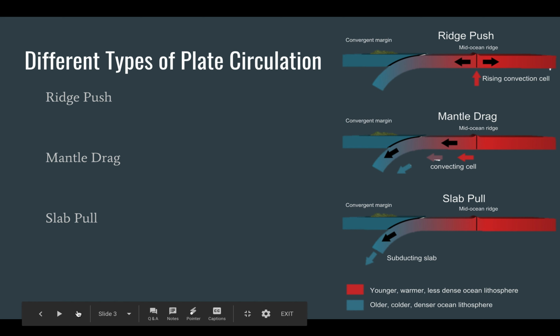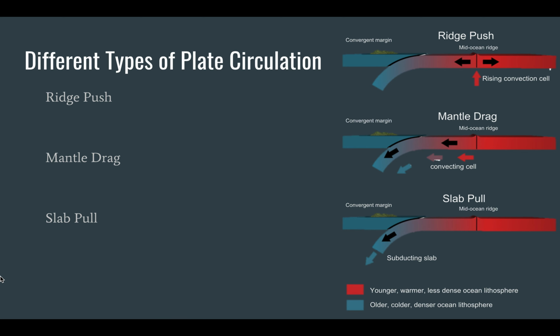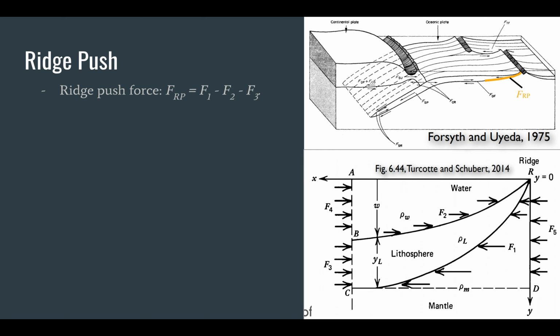another. The three different types of plate circulation that we will discuss in this presentation are ridge push, mantle drag, and slab pull. The process of ridge push is thought to be one of the three responsible for the spreading seen at mid-ocean ridges on Earth's surface.